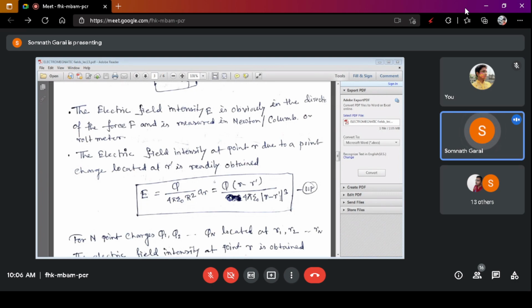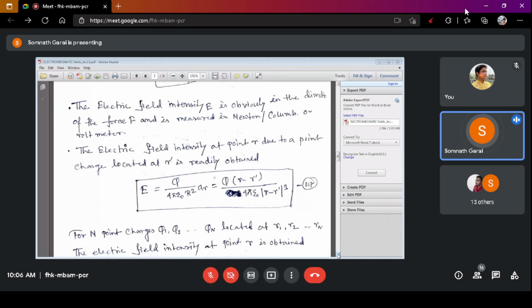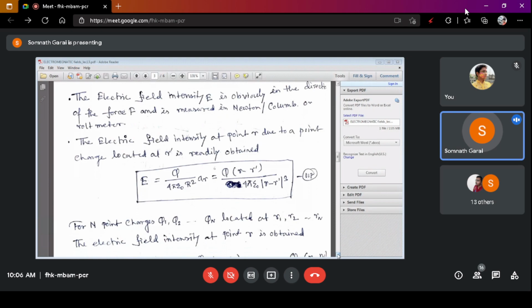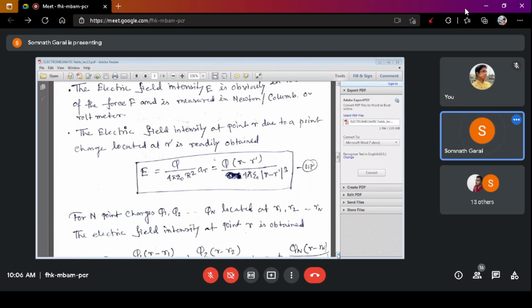So R minus R dot mod Q. So the equation number 117 represents the electric field intensity of a point which is located at R with respect to a point charge at R dot. Right? Now that equation number 117 represents the electric field intensity between 2 points.